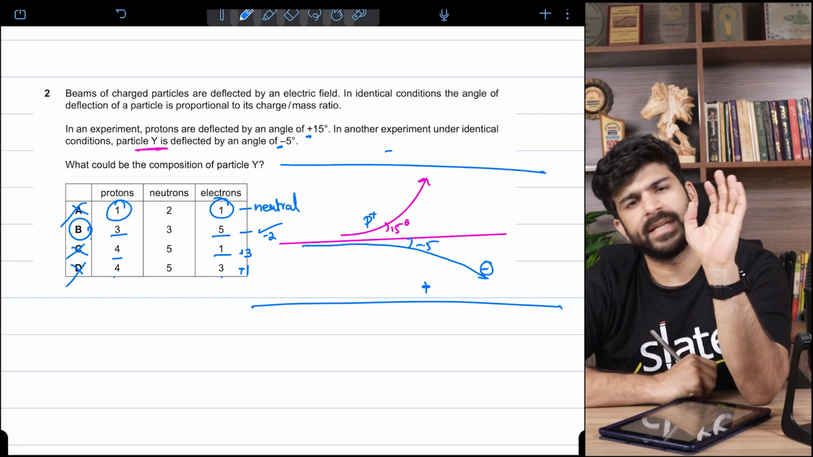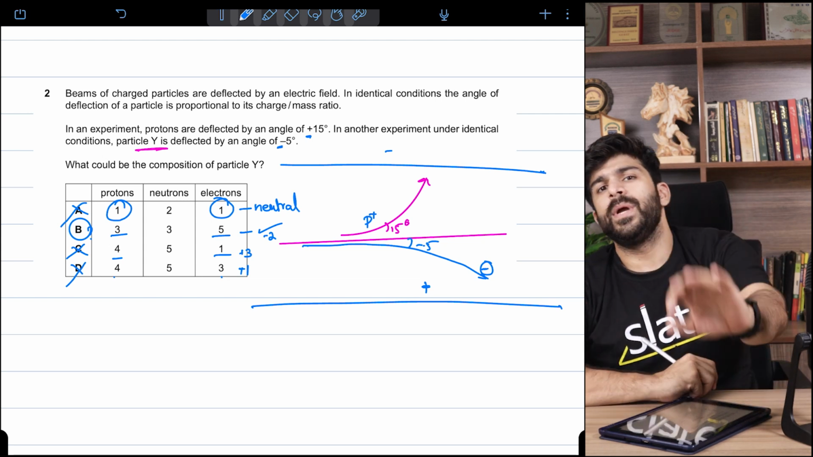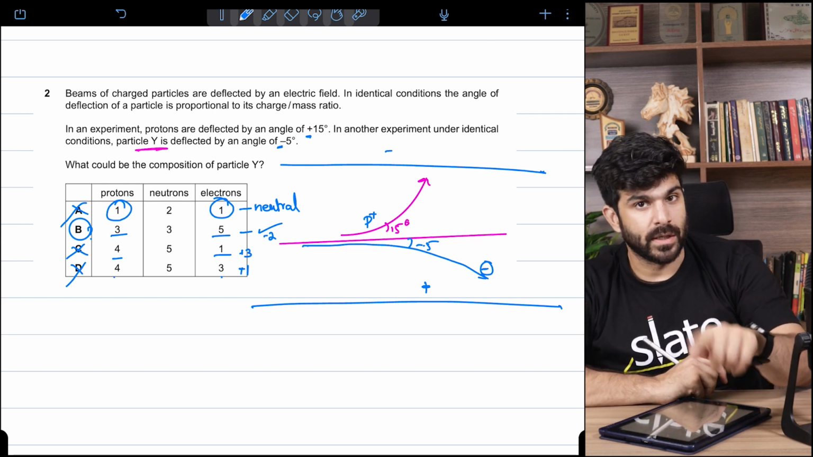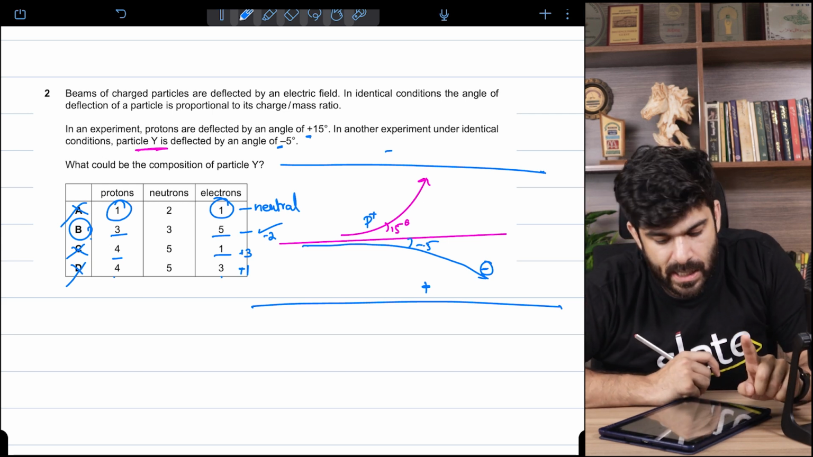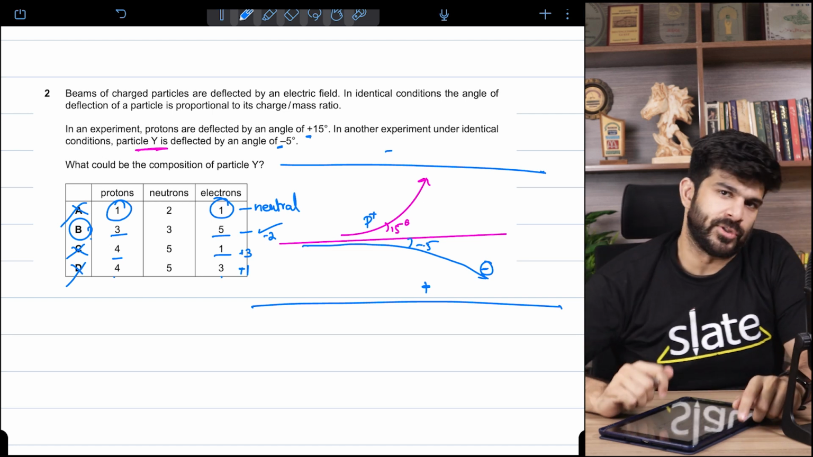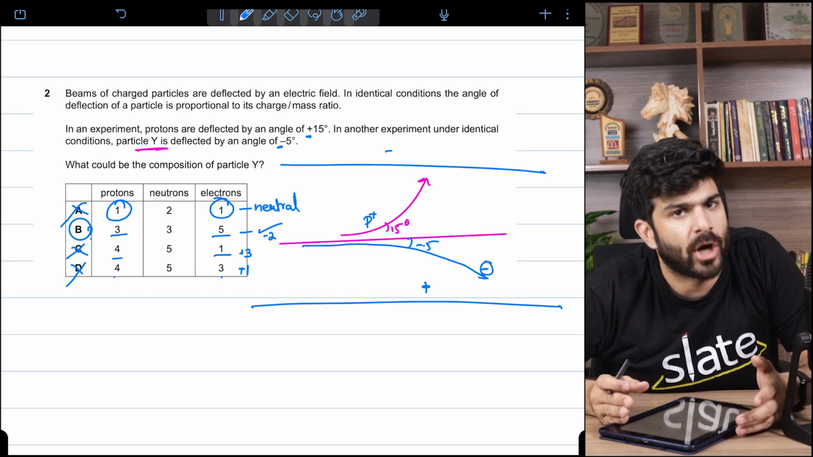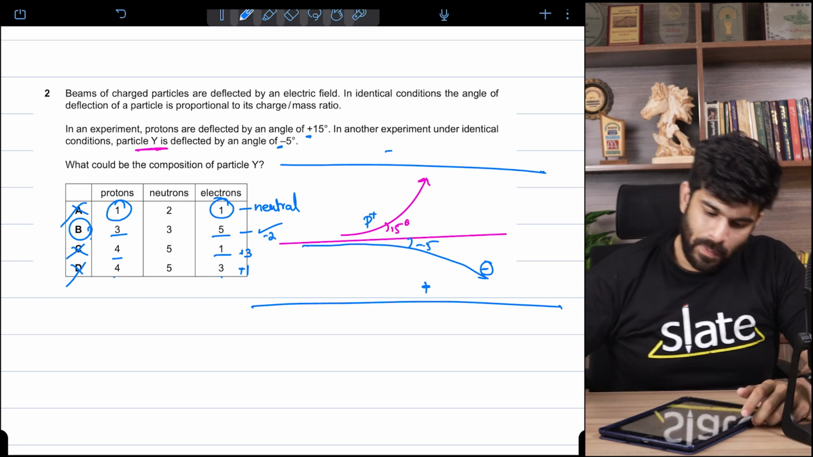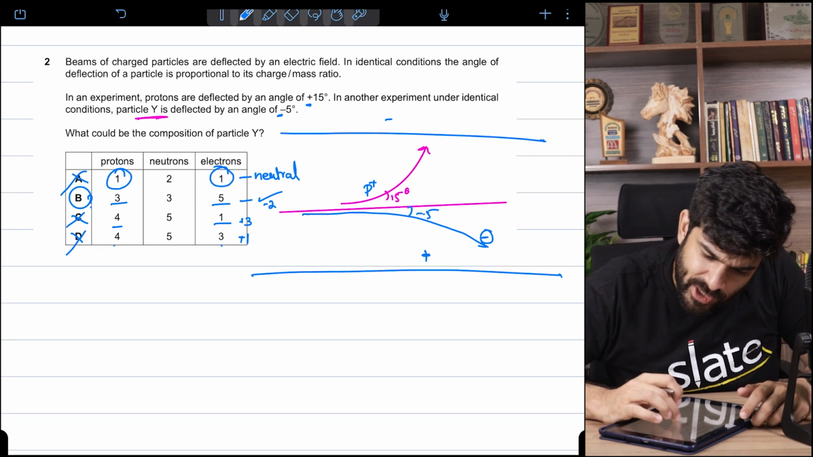So iska matlab kya hua? It needs to have a negative charge. We did not have to go into the mass concept here. In this one, no concept of mass is needed because pehle angle matters. Because neutron ka to charge hai nahi, so it's mainly a fight between protons and electrons. But let's move on towards a more technical question here.